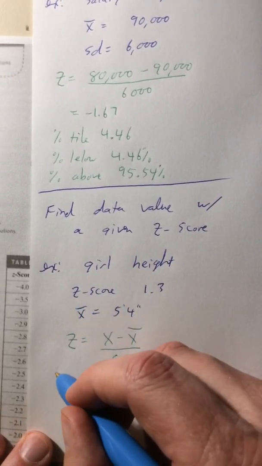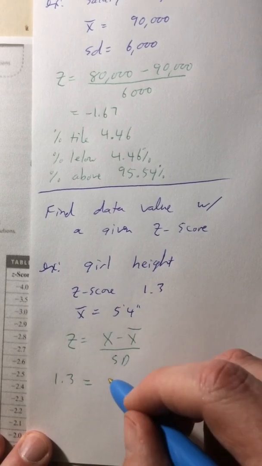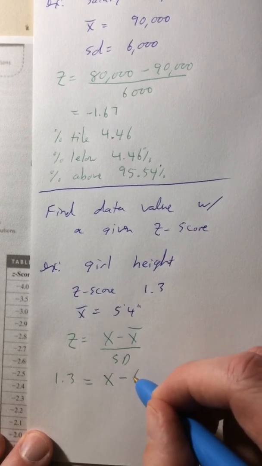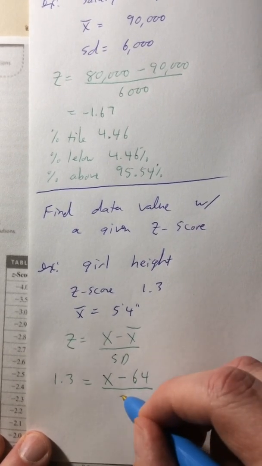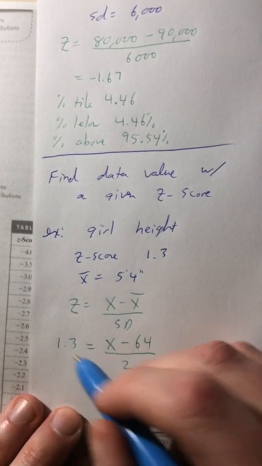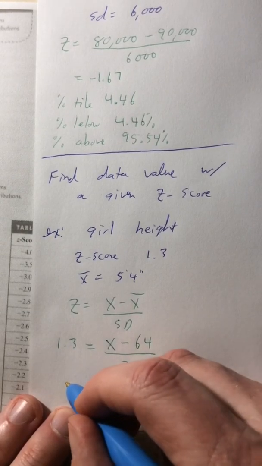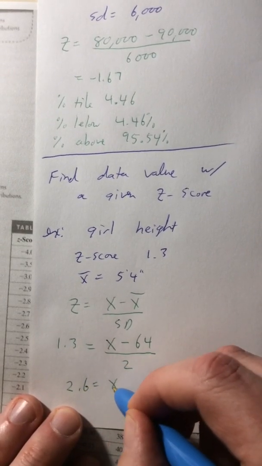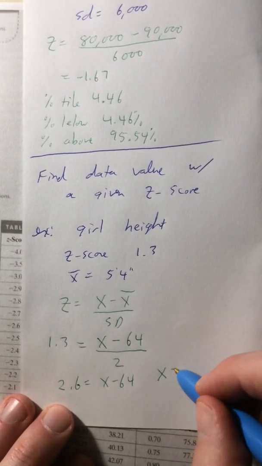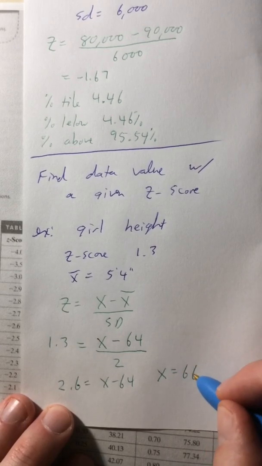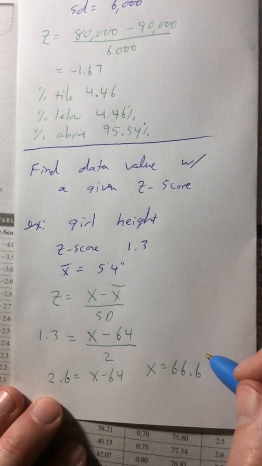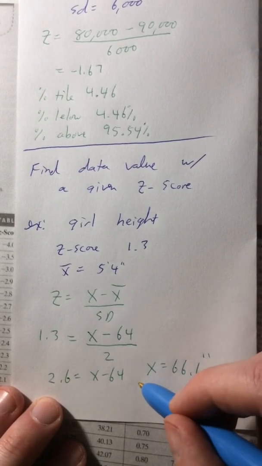So we're just going to plug in the numbers and find this girl's height here. So the z-score is 1.3. That goes right here. The x we don't know, but we do know the x bar. It's 64. And the standard deviation is 2. So we have this little equation to solve, pretty simple. We're just going to multiply by 2. So 2 over here gets us 2.6 equals x minus 64. Add 64 over, and we know that this girl is going to be 66.6. That's an unfortunate height. 66.6 inches tall. Poor girl.